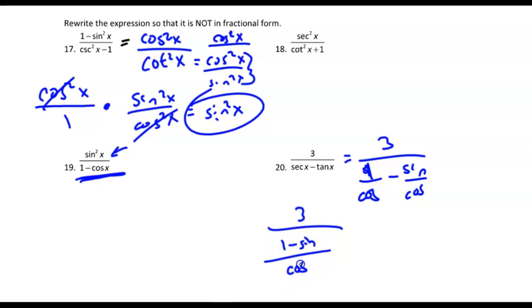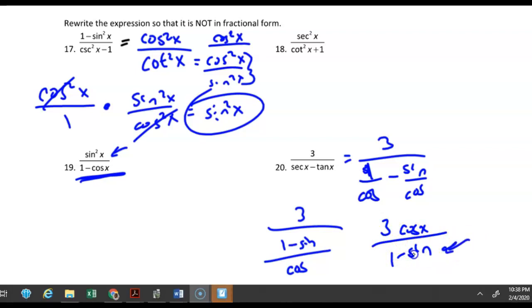Now, can I simplify this? Yeah, you can keep, change, flip. So you get 3 times the bottom all over 1 minus sine, right? Now, can we reduce this in any way? Just keep looking for opportunities. You can. That simplifies it even more. Nah, that's it on that one. This one won't leave fractional form. Can you simplify that? Nah, this one doesn't simplify anymore because I can't simplify that.